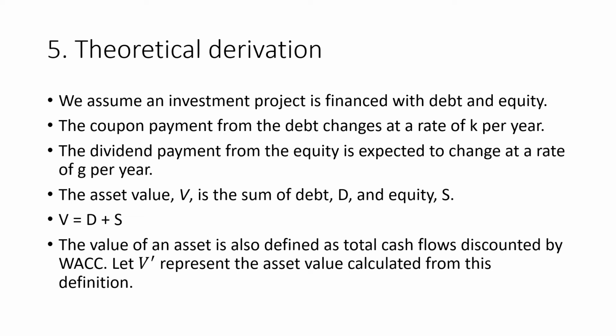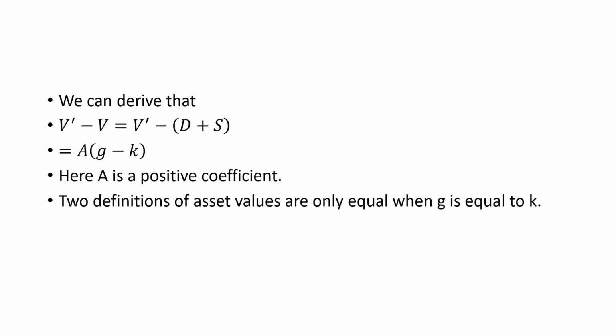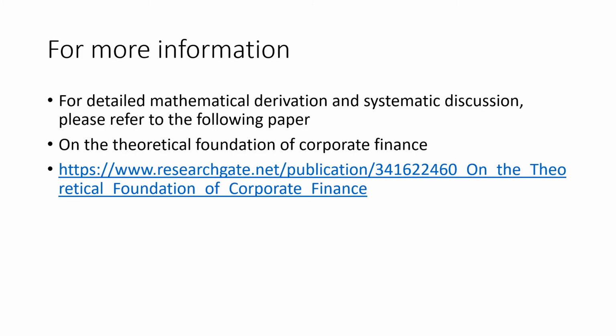Let V prime represent the asset value calculated from this definition. We can derive that V prime minus V is equal to V prime minus D plus S, which is equal to A times G minus K. Here A is a positive coefficient. And from here we can see that the two definitions are equal only when G is equal to K. For detailed mathematical derivation and systematic discussion, please refer to the following paper on the theoretical foundation of corporate finance.